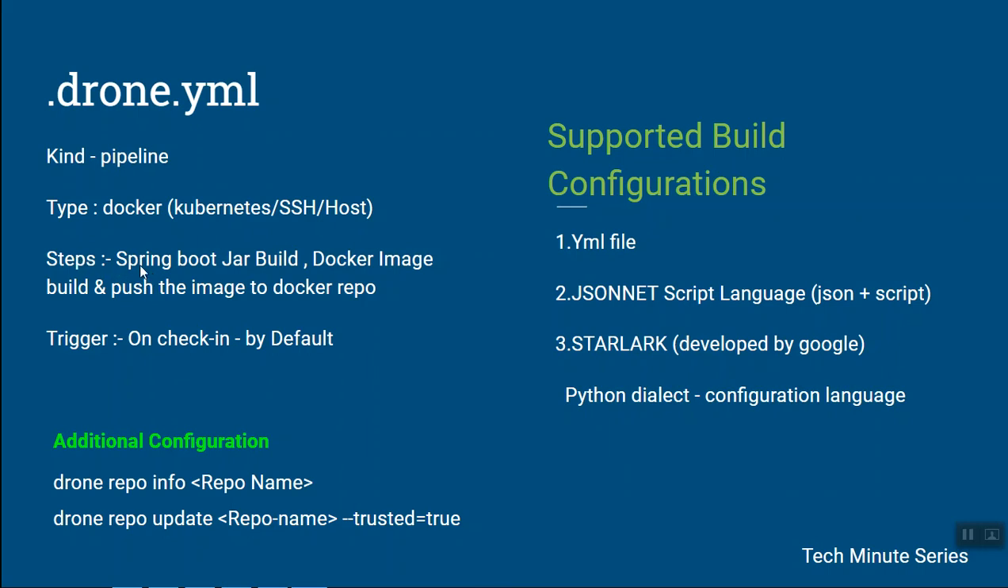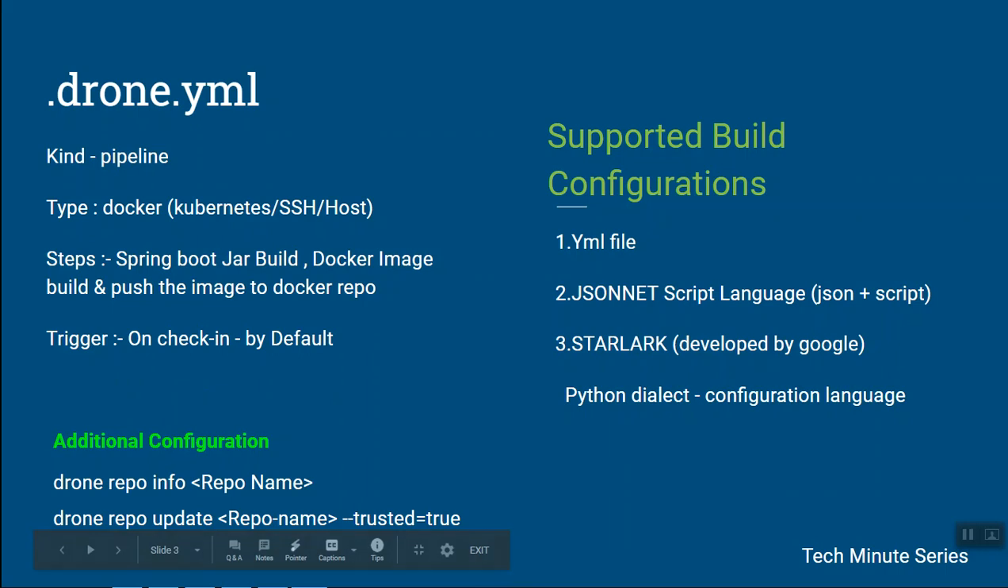Here we have enclosed two steps. One is a Maven build, and another one is to build the Docker image and push the image to the Docker repo. The build will take place based on the cron job configuration. Also, by default, once we check the source code into the GitHub repository, it will pick up and the build will trigger. Below that is the additional configuration.